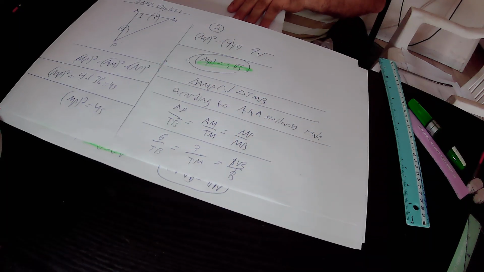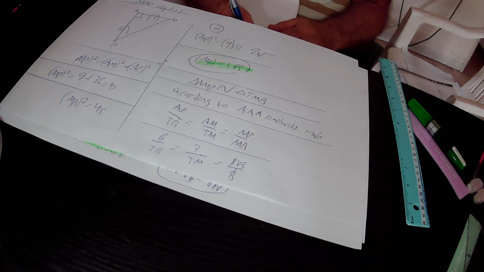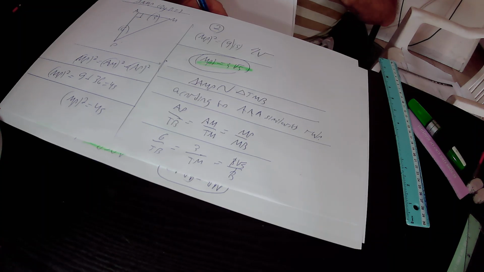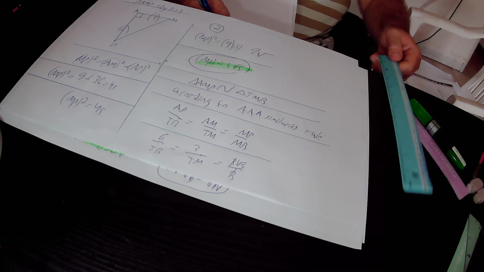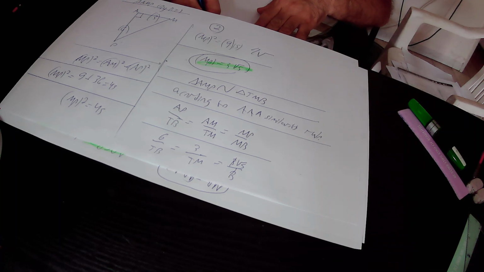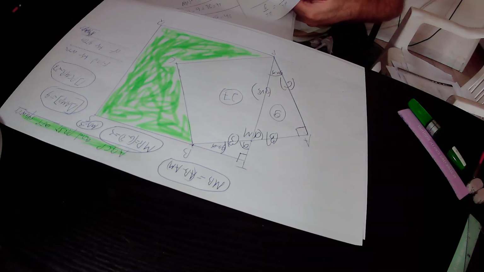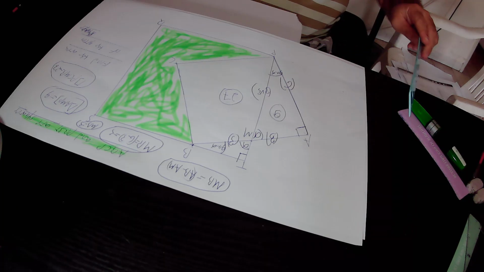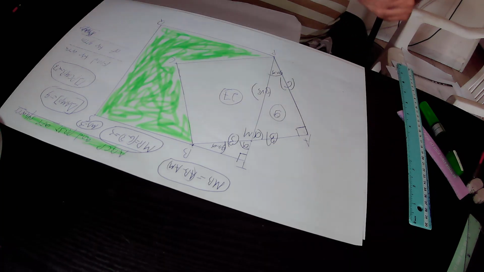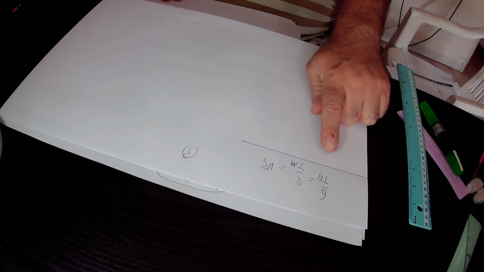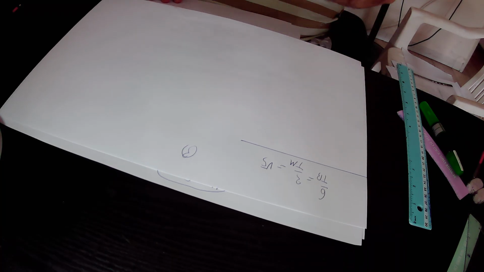So in total, we should find out that 6 over TB equals 3 over TM equals square root of 5. Repeat again, we should find out that 6 over TB equals 3 over TM equals the square root of 5.